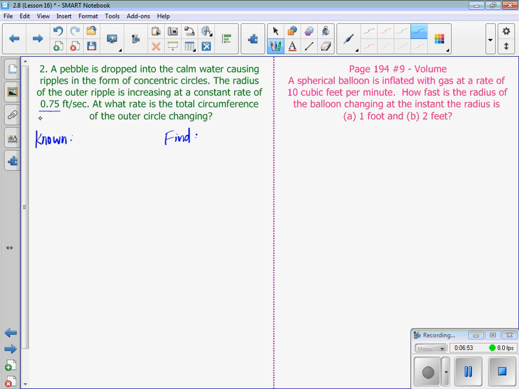So this is what I know, right? And this is the rate of change of what? No, the rate of change of the radius, right? So if it's the rate of change of the radius, instead of like dx dt or dy dt, I'm going to call that dr dt. Okay, it's the rate of change of the radius with respect to time. So I know my dr dt is 0.75. And I'm trying to find the rate the circumference is changing. So I'm trying to find dc dt would be a good label for it.